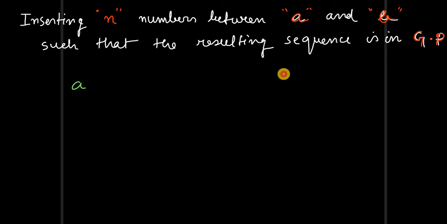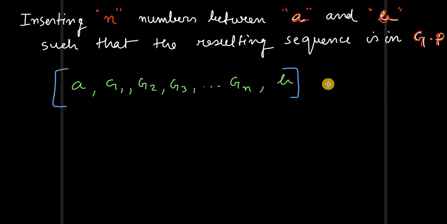We have our first term as a and our last term as b, and we want to insert n elements between these two numbers, let's say g1, g2, g3 up till gn. The first and most important thing you should note here is that we have a total of n plus 2 elements in this particular sequence. Why? Because we have g1 to gn as n elements, and a and b as the other two elements, so total n plus 2 elements.